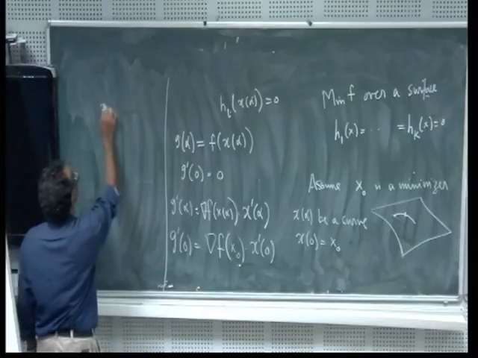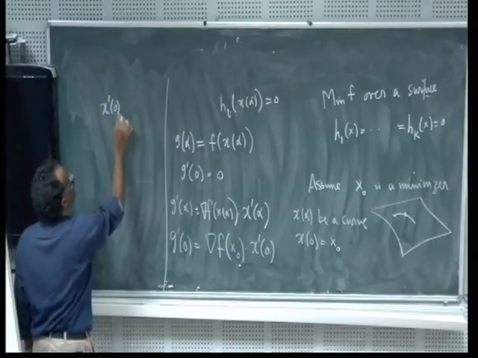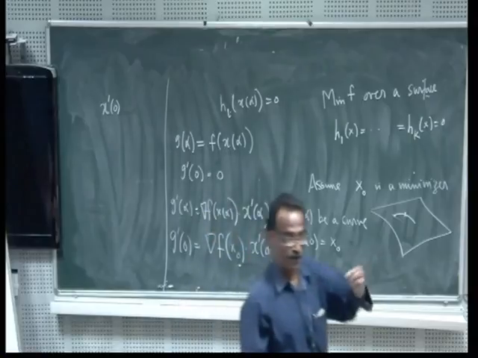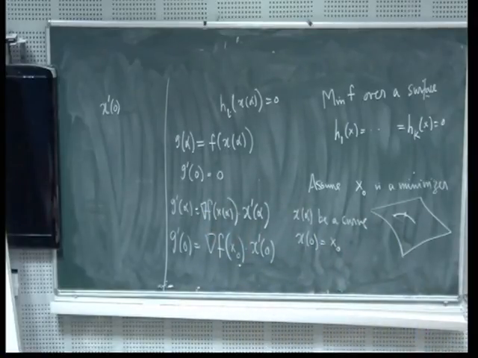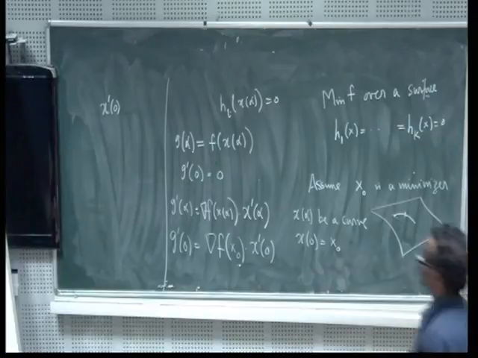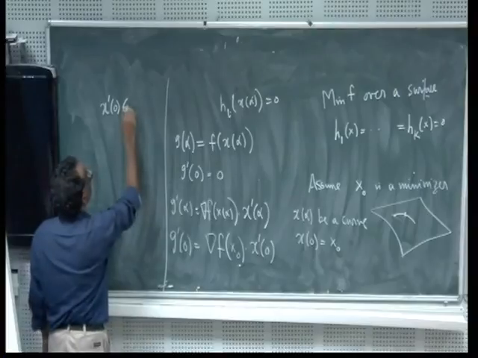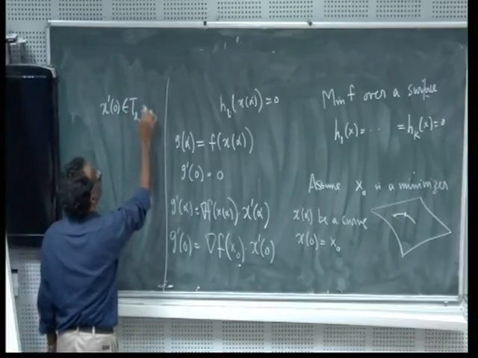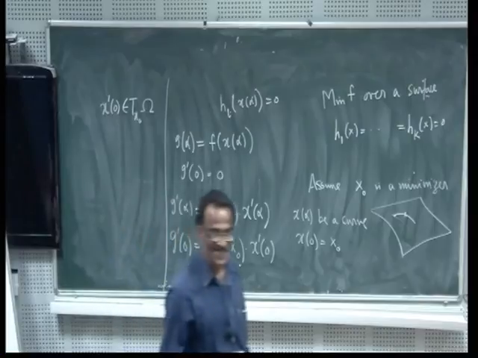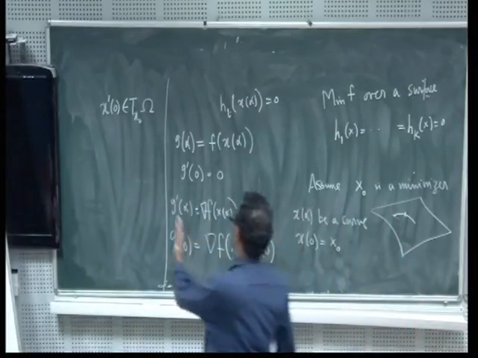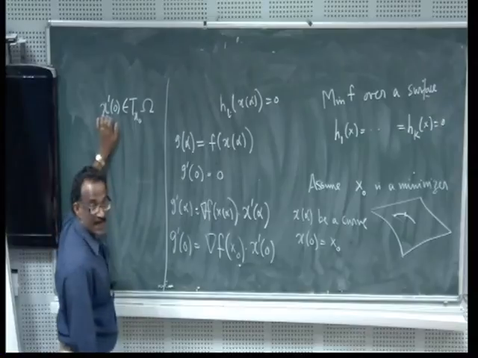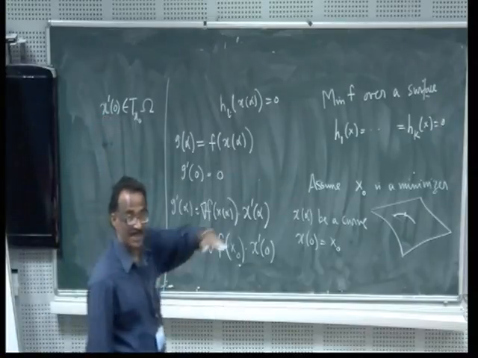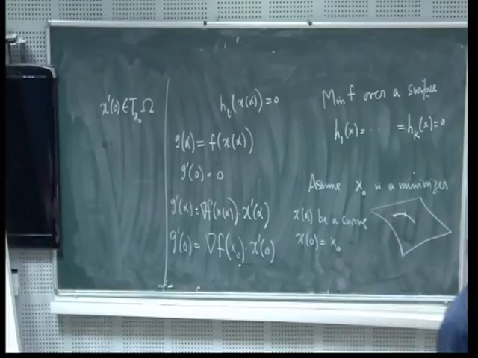Can anybody tell me? What does that x prime of 0 represent when you have a curve lying on a surface? It's a tangent, right? Since it's lying on the surface, it will be a tangent at the point x naught to the surface omega, if I represent it so. So it's in the tangent space. Basically, you can generate all your tangent vectors by looking at all possible curves in the neighborhood of x naught.